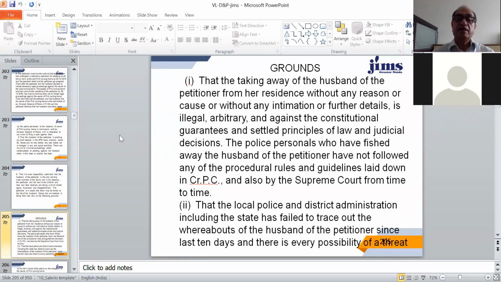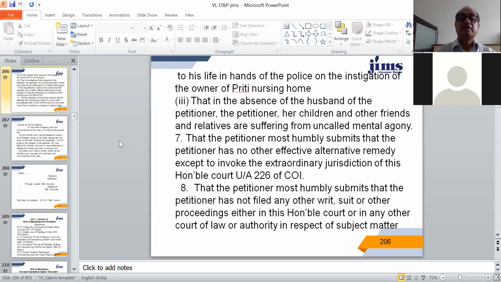Second, that the local police and district administration of the state have failed to trace out the whereabouts of the husband of the petitioner since the last 10 days, and there is every possibility of a real threat to his life in the hands of the police on the instigation of the owner of the Nursing Home. Ground third, that in the absence of the husband of the petitioner, her children, and other friends and relatives are suffering from uncalled for mental agony.